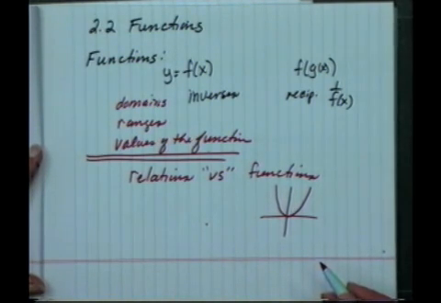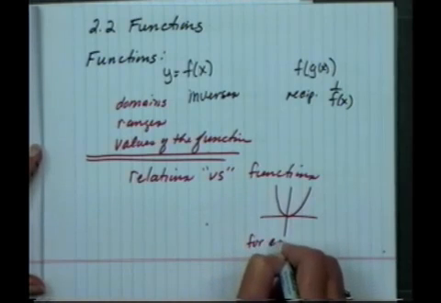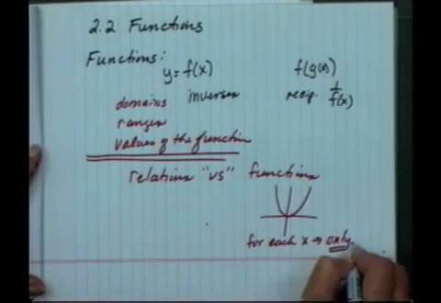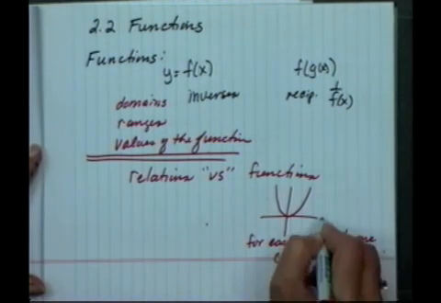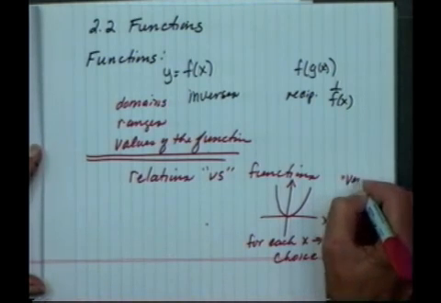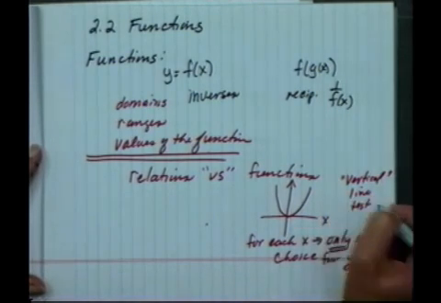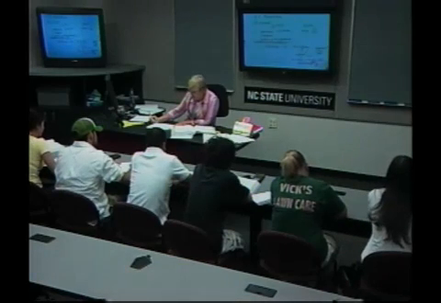For every x, there's only one y. Okay. Yeah. All right, that's what you remember. For each x, you have only one choice for y. You do the line test. What kind of line? You draw a vertical line. That's the vertical line test. Who remembers when you use a horizontal line test? It is confusing. When do you use a horizontal line test? When you're doing inverses. Inverses, right.